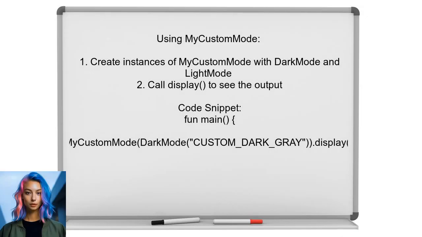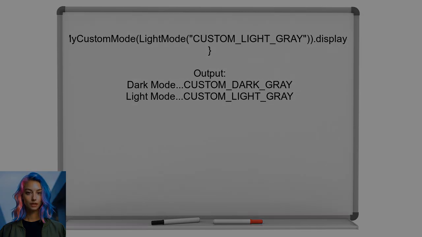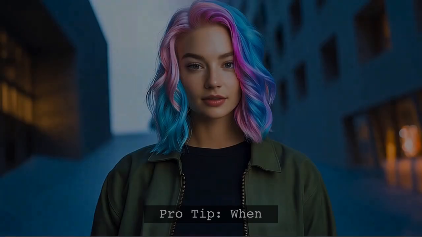The user demonstrates how to use myCustomMode with both dark mode and light mode. By calling display on myCustomMode, it outputs the respective mode's display message. They also show that this can be simplified using Kotlin's by keyword for delegation, making the code cleaner and more concise. Here's a pro tip.